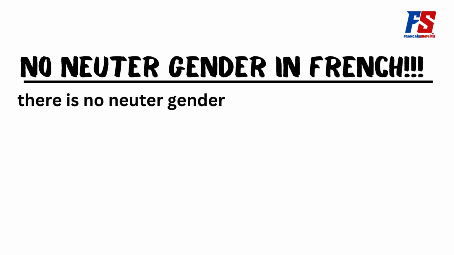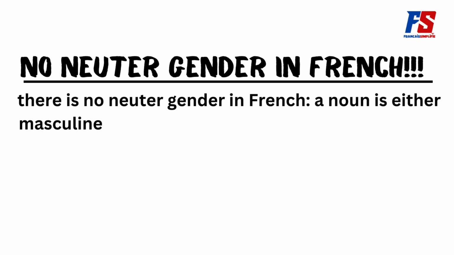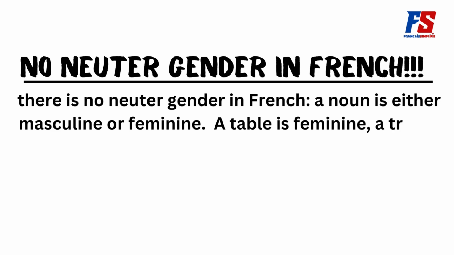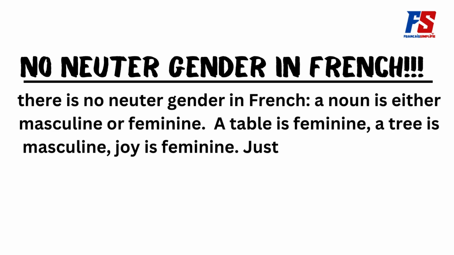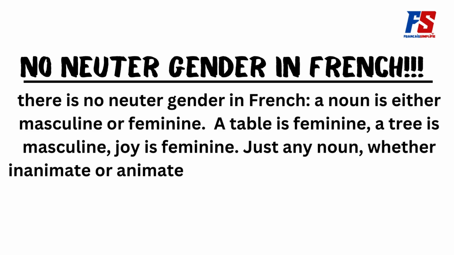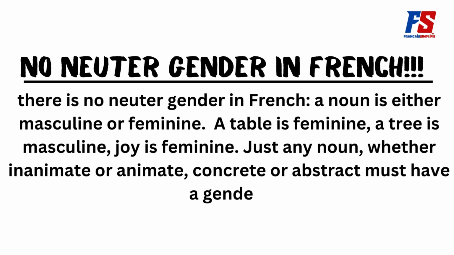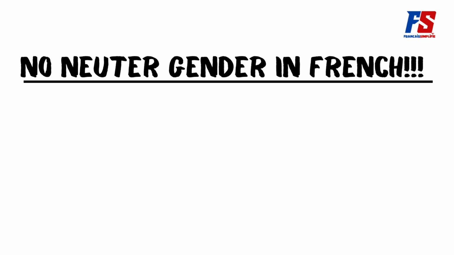Also note that there is no neuter gender in French. A noun is either masculine or feminine. A table is feminine. A tree is masculine. Joy is feminine. Just any noun, whether inanimate or animate, concrete or abstract, must have a gender.